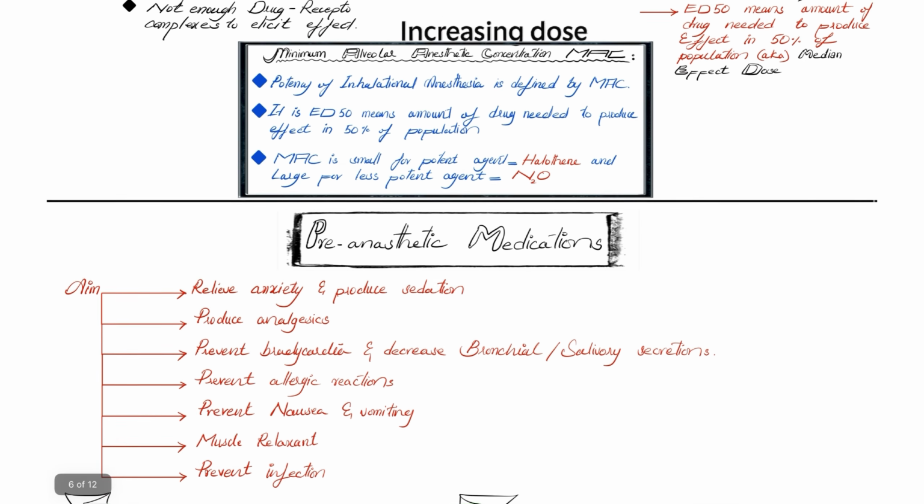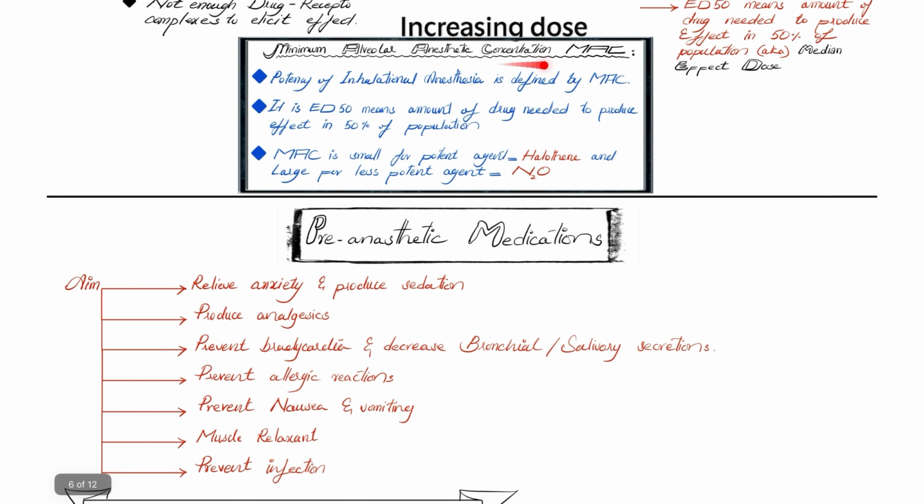And there is another important thing that you should know, because in coming lectures we will need this knowledge, so that we understand the big chunks of the knowledge. MAC, minimum alveolar concentration. This is how we measure the potency of inhalational general anesthetics. So the potency of inhalational general anesthetics is defined by MAC.